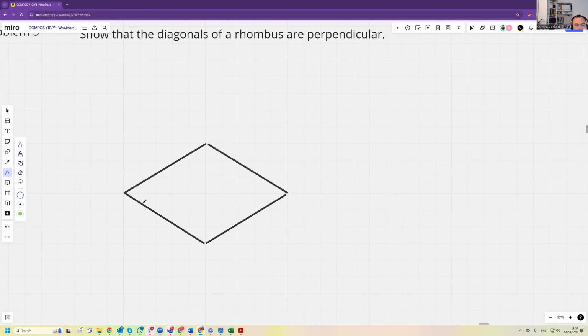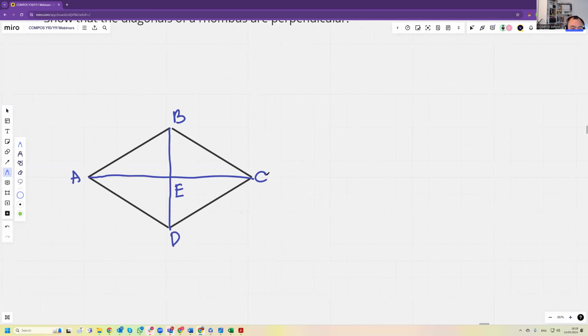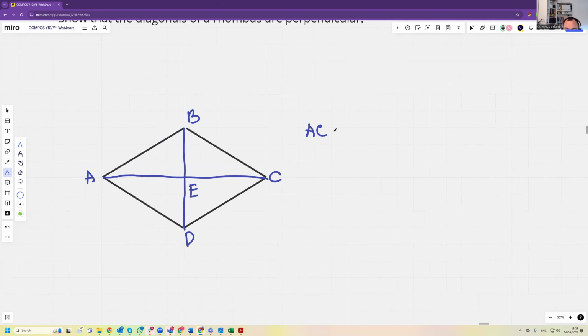So what can we do here? The diagonals of a rhombus. So this is the diagonal of a rhombus, and this one is the diagonal of a rhombus. And they do look perpendicular, surely. A, B, C, D. Let's call the intersection E. So AC and BD are diagonals.